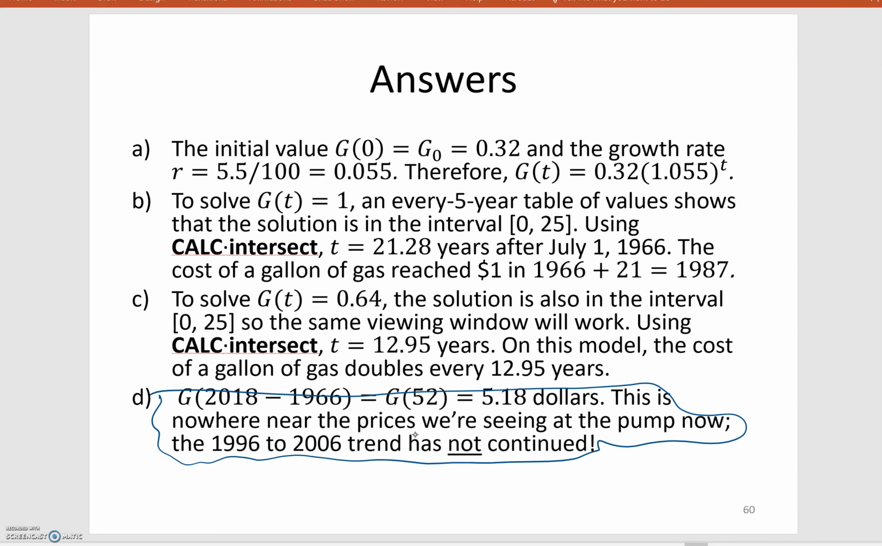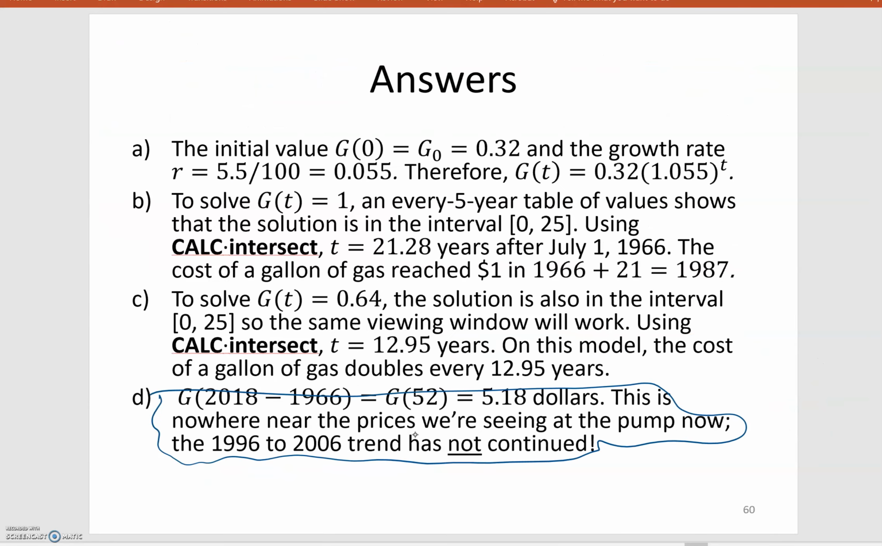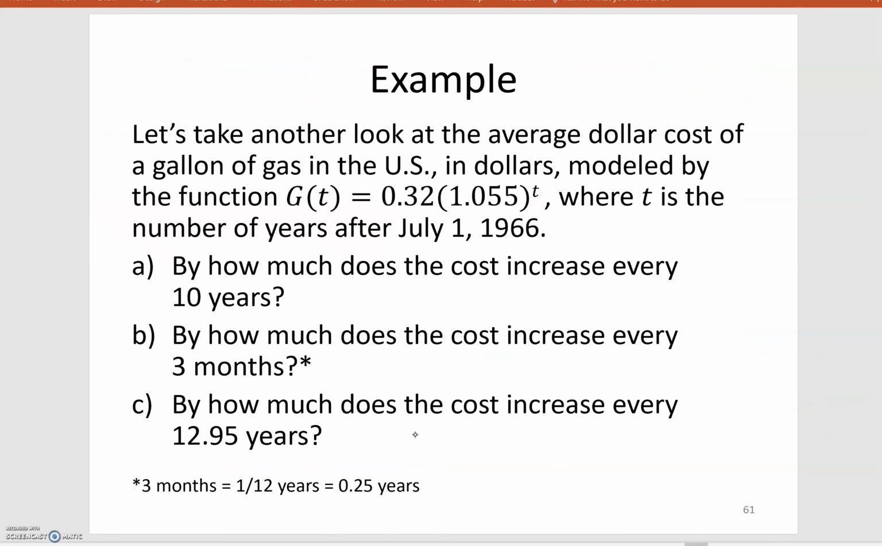Now you might remember 12.95, that was our doubling time. So you might know the answer to this one already. In fact, you should.